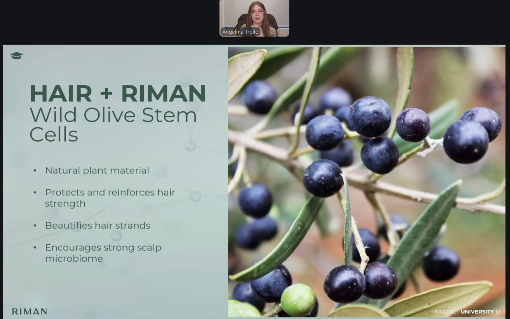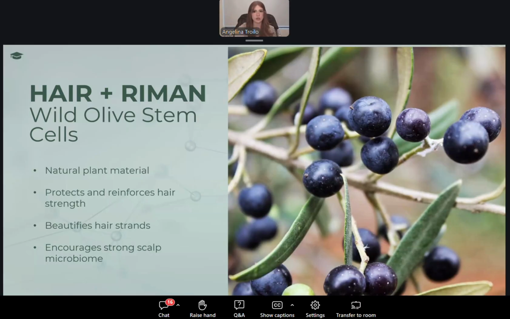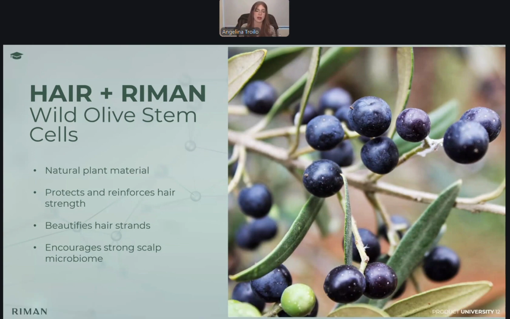Now, the wild olive stem cells are rich in plant lipids. They also have antioxidant properties. They have excellent flexibility and allow for good dry combing of the hair as well as good wet combing. So whether your hair is wet or it's dry, if you were to take a comb through it and it has these wild olive stem cells on the hair, it can greatly reduce the friction or the tugging that you would need to get through to the ends of your hair with that comb.